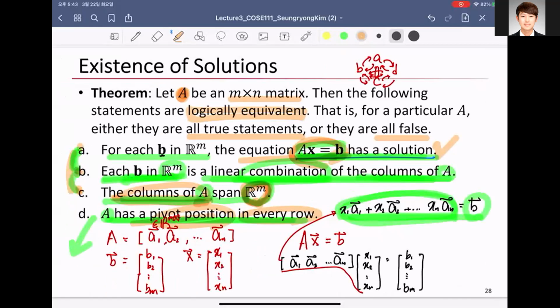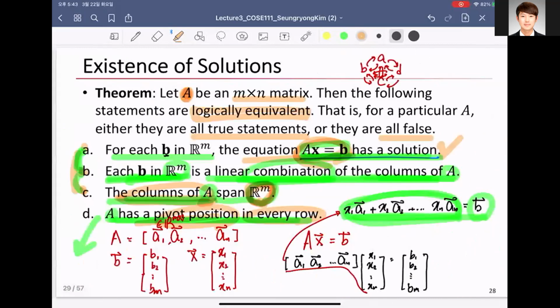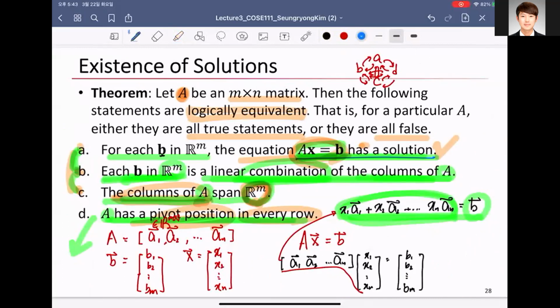Why? Because we already discussed this one in here or here, right? Vector equation. Okay, let's write that. This first statement is relevant to the matrix equation. Second is the vector equation. 그렇죠? Third one is just vector equation, but it's related to the span. So this is just logically equivalent.